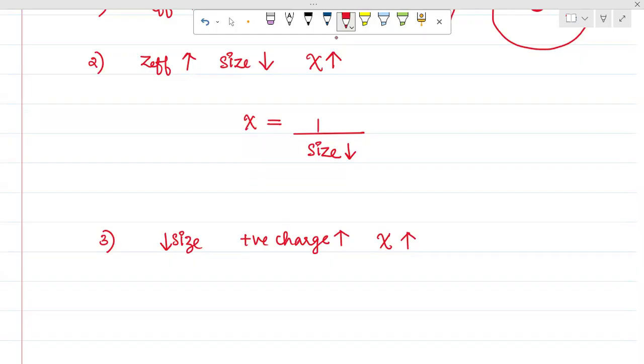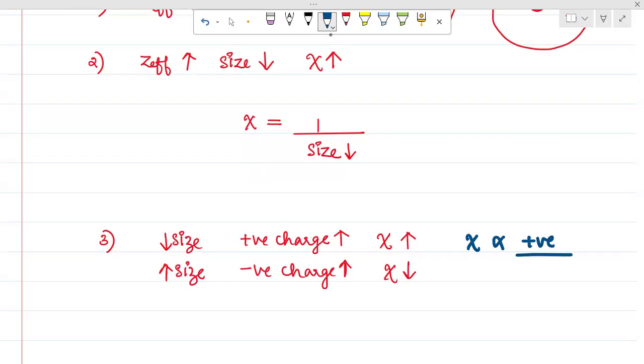The opposite one as well. The more the negative charge, the higher the size, and the higher the size, the lower the electronegativity. So if I have to summarize over here, I can write that electronegativity increases with positive charge and decreases with negative charge.